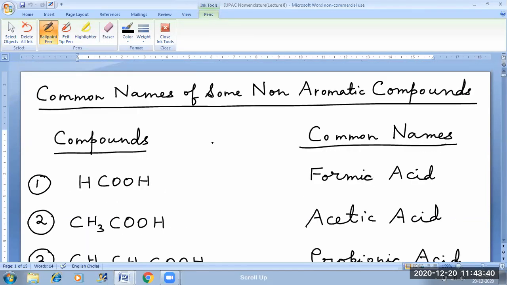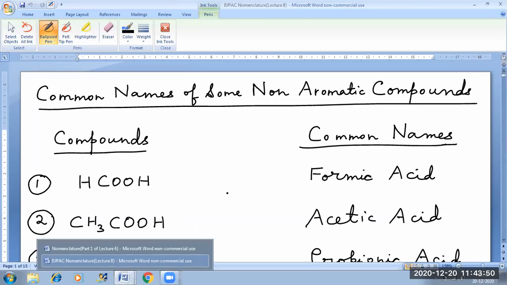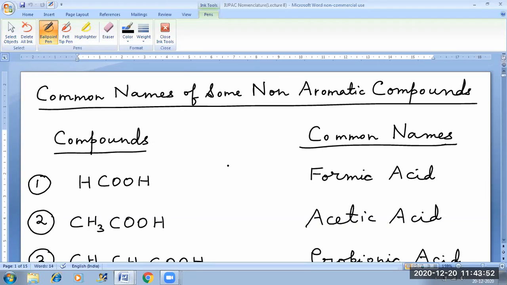Okay. So we completed the nomenclature for aromatic compounds. Now the next part. So the next part is that you have to know the common names of some compounds. These are the compounds, and on the right hand side you see their common names. Now slowly and gradually you will have to learn this. It is not that you will have to learn all now, but slowly and gradually you will have to learn.